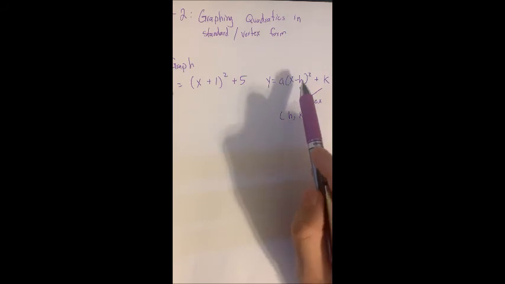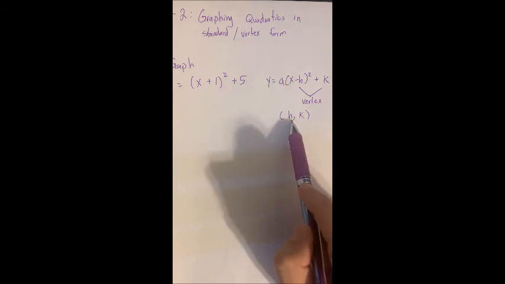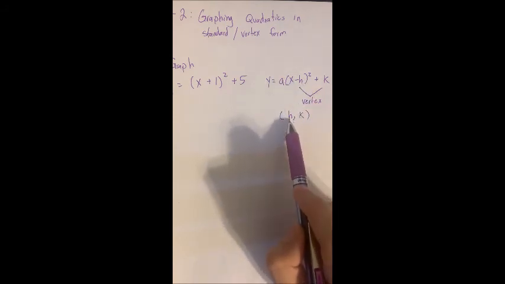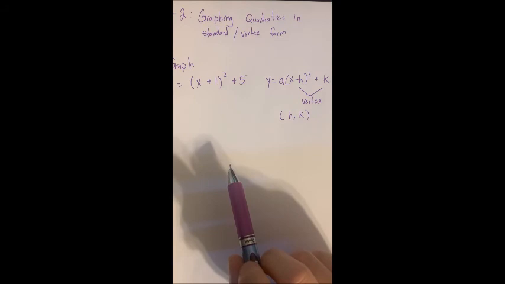So be careful. The x coordinate is always going to be the opposite sign, because you see a minus here, so it's going to be a positive here. If it was a positive here, it would be a negative here. So it's going to be the opposite sign.